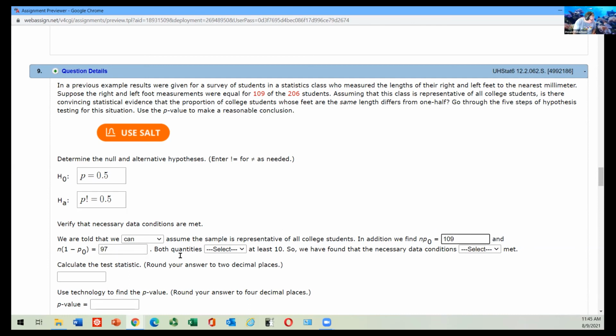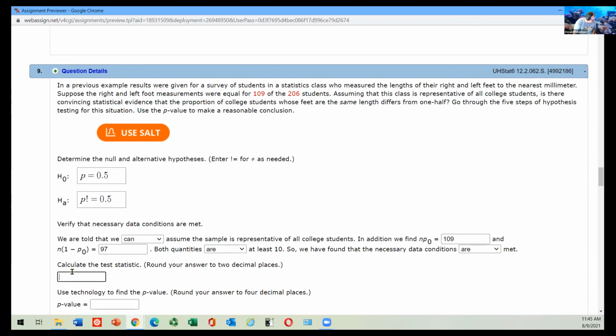Now I can get NP naught and N1 minus P naught two different ways. I just did: that's the people who said yes, so that goes there. If you take that number away from this, that's the people who said no. The other way of doing it is to figure out what that is as a decimal and then go 206 times that, and you'll get this and then the other value. Now, both quantities are at least 10, which they are. So we found that the necessary conditions are met, okay? That is just testing that you were allowed to do the hypothesis test in the first place.